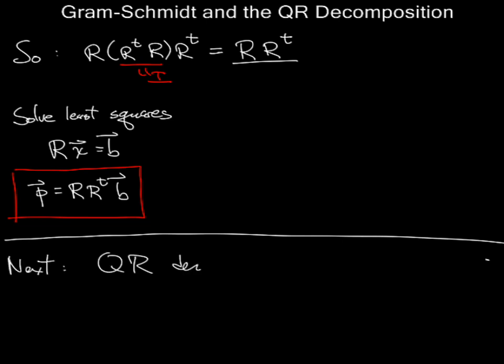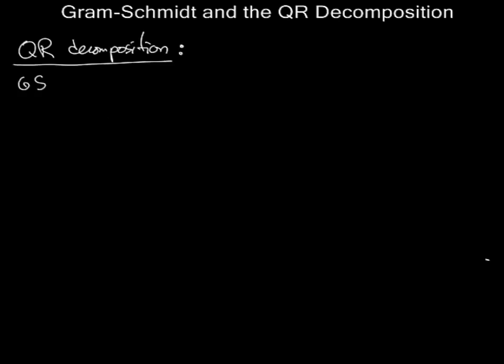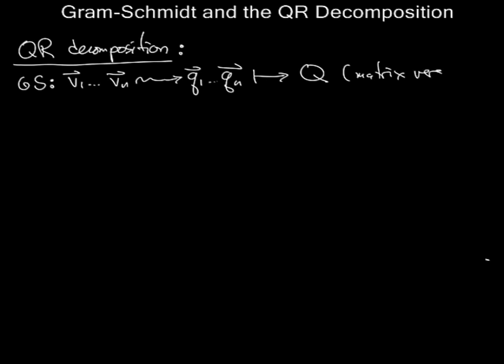So now let's go on and talk about the QR decomposition. The QR decomposition is very closely related to Gram-Schmidt. Gram-Schmidt says you take a basis and you convert it into an orthonormal basis. And if you have an orthonormal basis, q1 through qn, you can make an orthogonal matrix out of it, Q. And I want to illustrate what's going on here with an example.